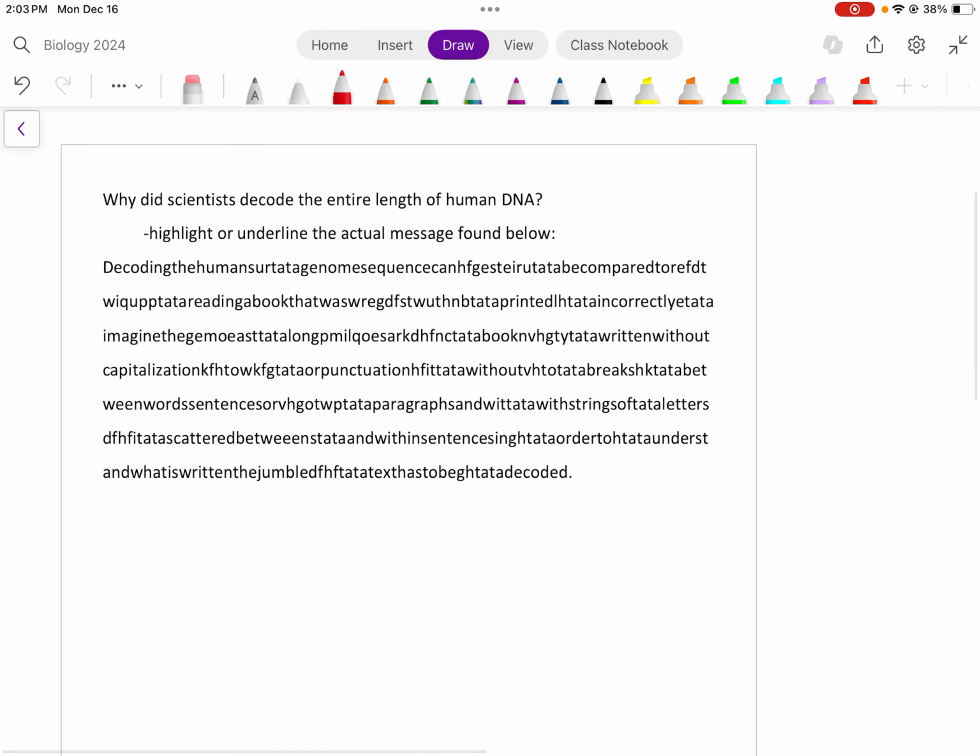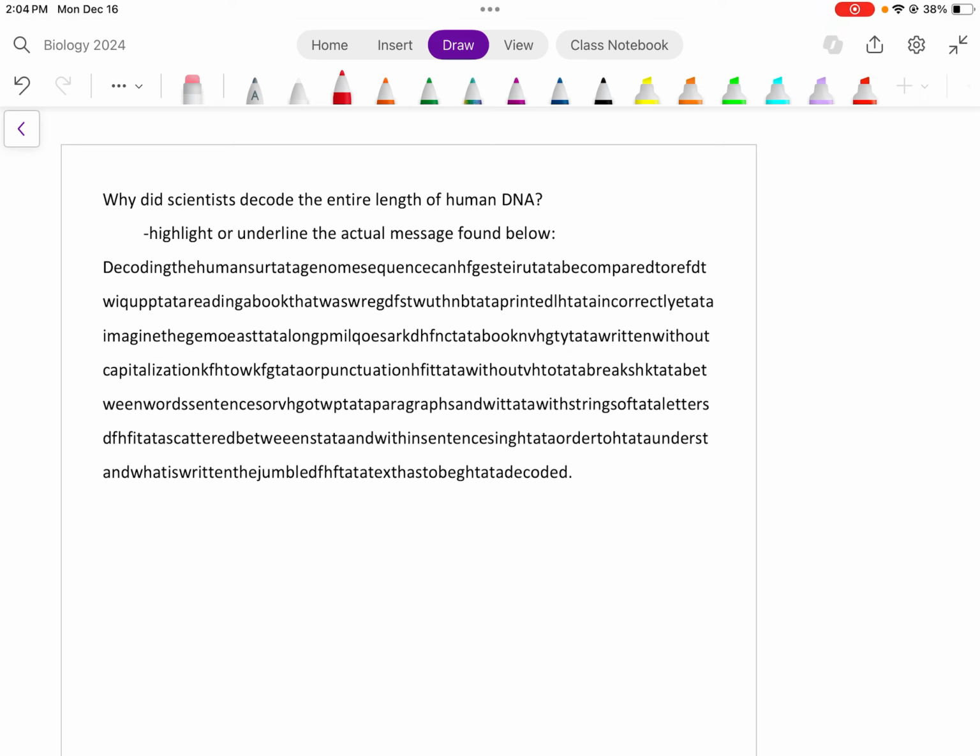Okay, so here's the sheet that we had in OneNote, and it said, why did scientists decode the entire length of DNA? Our DNA is messages, it's instructions on the body. When you look at what's below, you remember that our DNA is a series of A's, T's, C's, and G's. It's a code, and like any code, you have to figure out the code to understand what's going on. Scientists, starting in the late 90s and going into the early 2000s, were trying to decode the human genome. They were literally working with 4 letters of the alphabet, A, T, C, and G, and trying to figure out, what does it all mean?